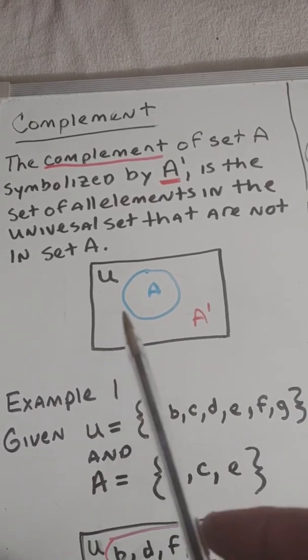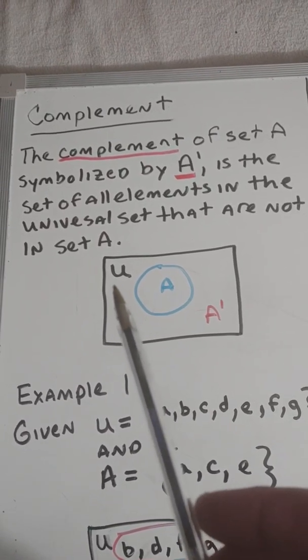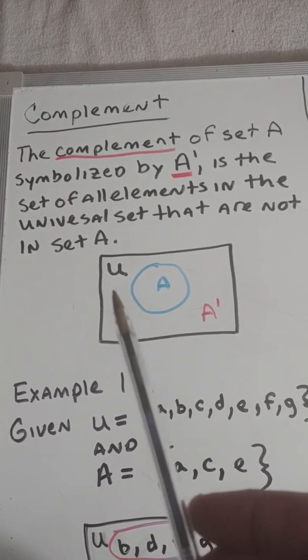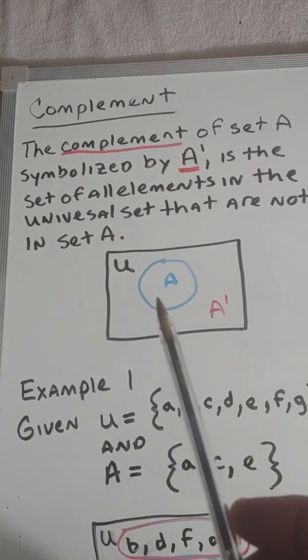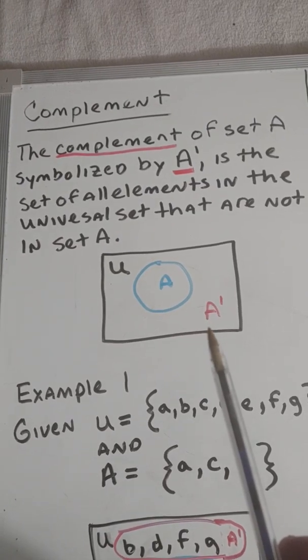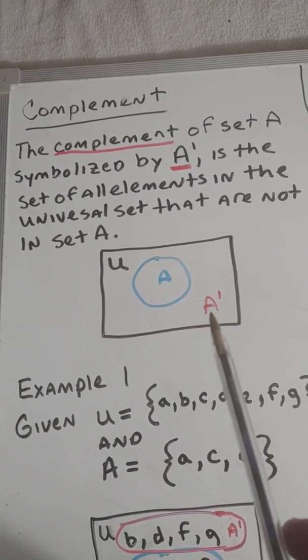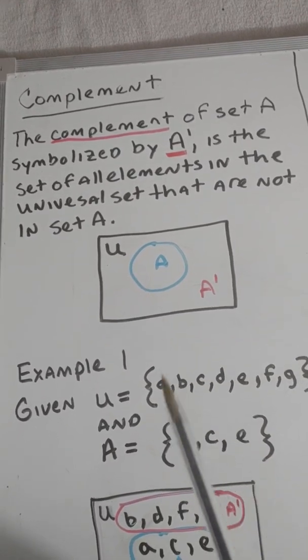So for instance, if we had numbers 1, 2, 3, 4, 5, that would be the universal set. Say set A was 2 and 3. That means the complement would be 1, 4, and 5. So the complement is what is not in the set.